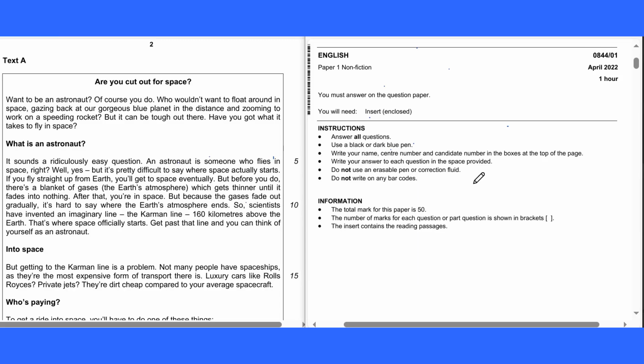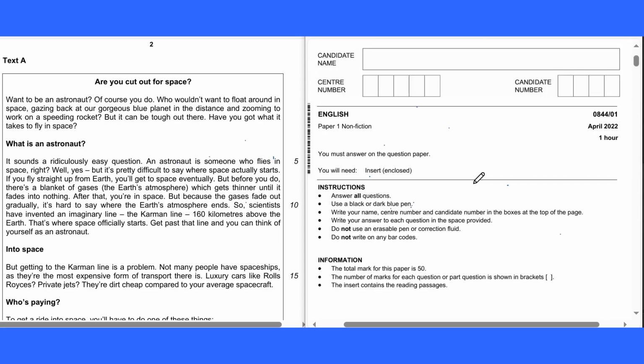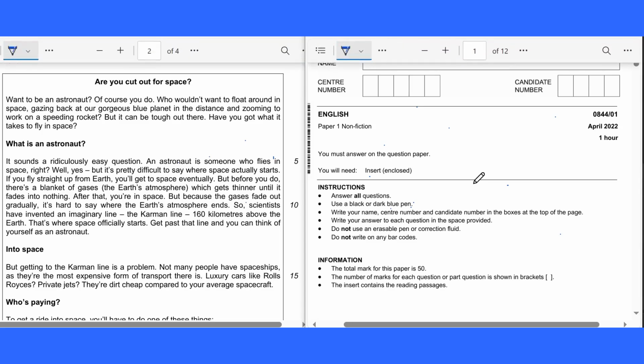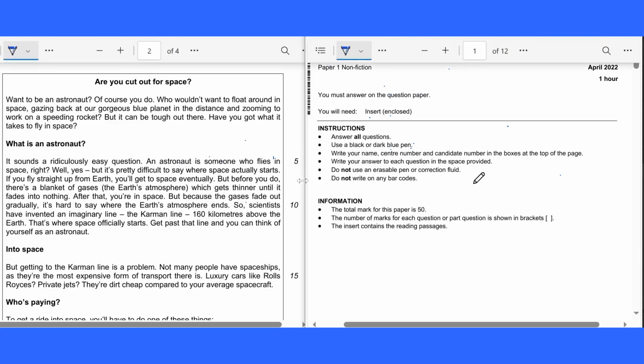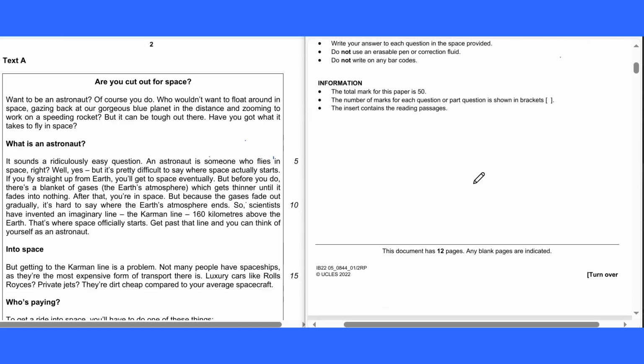Hi guys, today we're going to discuss English primary checkpoint. It's for paper 1 non-fiction, and the duration for this paper is 1 hour. 1 hour is the duration for this paper, and we see that on our left hand side is the inserts and our right hand side is the question paper itself.